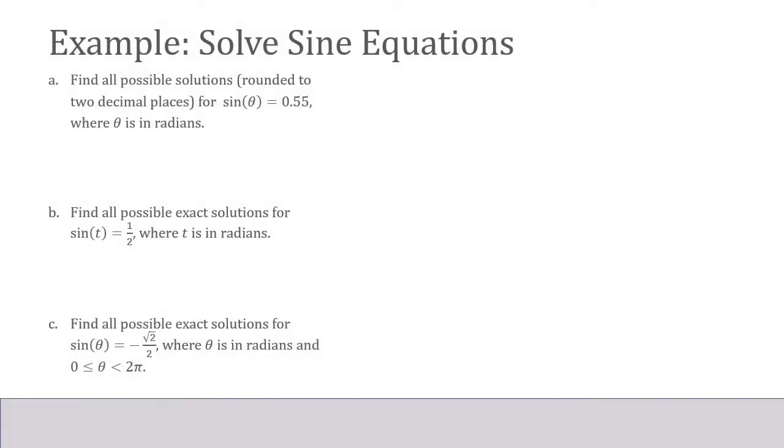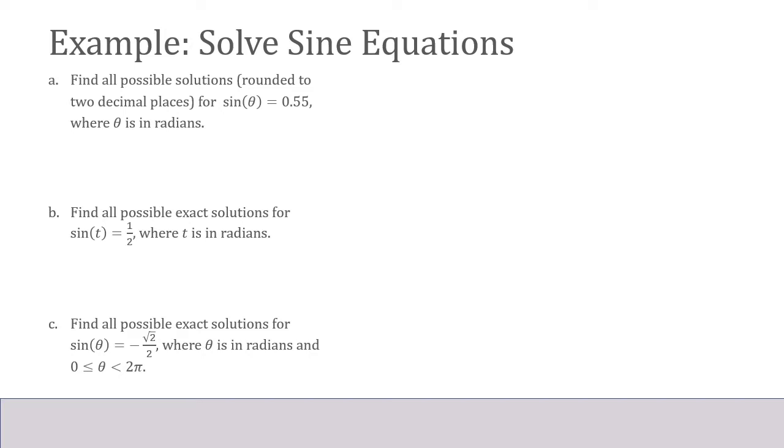All right, now let's take a look at some examples that are not word problems and just sort of fine-tune some of the algebraic details. Here's the first one. Find all possible solutions, rounded to 2 decimal places, for sine of theta equals 0.55, where theta is in radians. All right, so I'm going to take the inverse of each side.